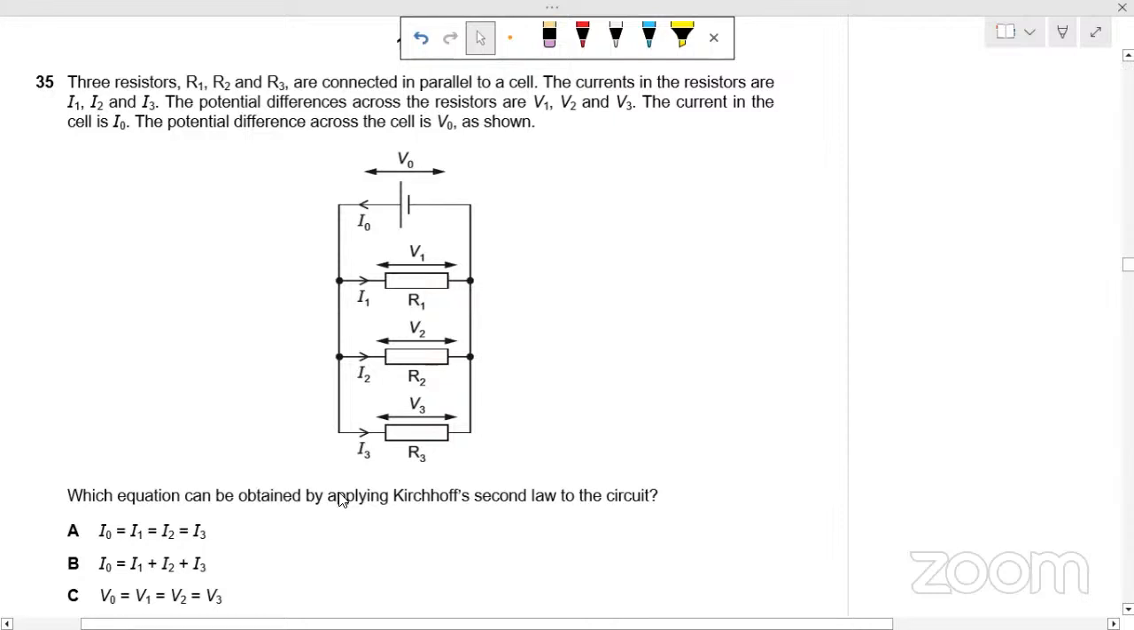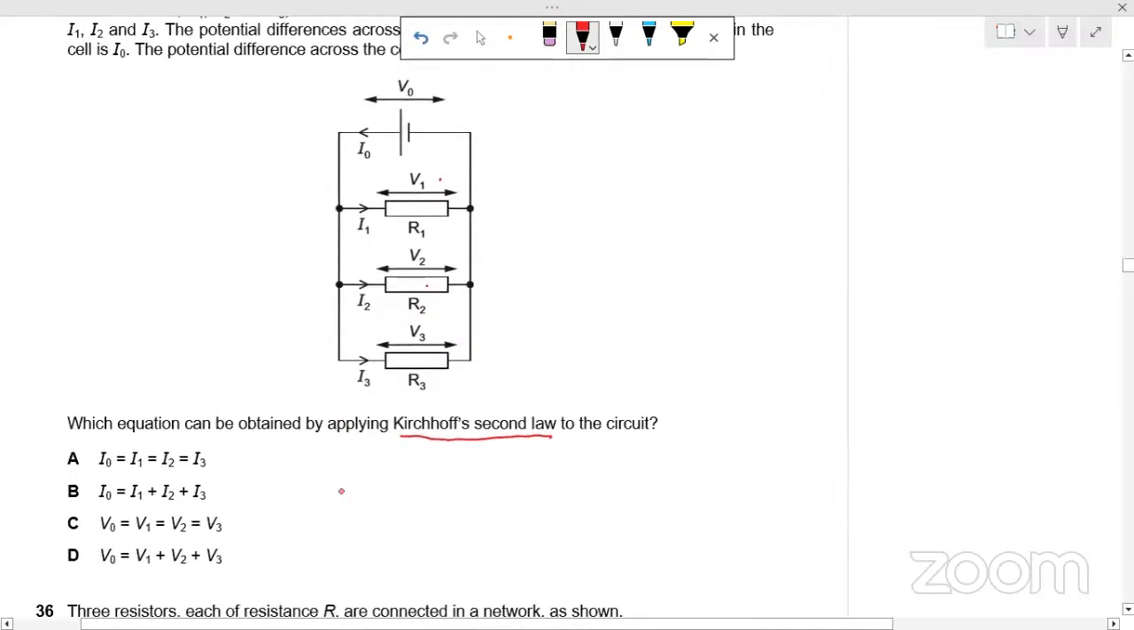Which equation can be obtained using Kirchhoff's second law? What is Kirchhoff's second law? That states in a closed loop, sum of EMF is equal to the sum of potential difference. And what is Kirchhoff's first law? At a point, the sum of current entering a point is equal to the sum of current leaving that point. So these three resistors, R1, R2, R3 are connected in parallel. So voltage across all of these three resistors is equal to this voltage V0. So that's why V0 is equal to V1, V2, and V3.